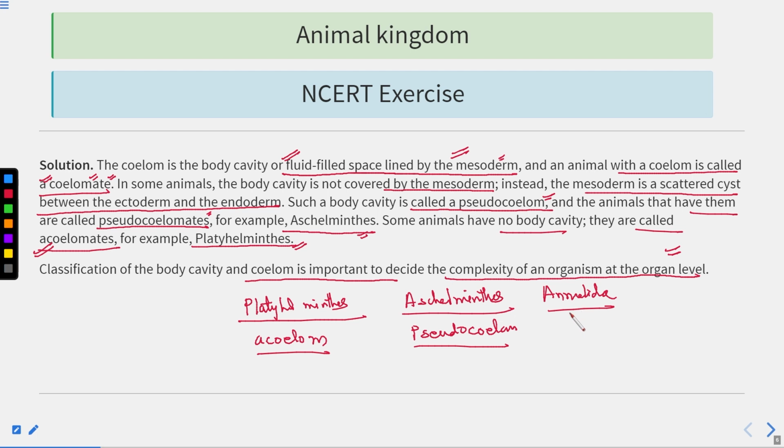So the third type is the coelomate, with a true body cavity, right? So Platyhelminthes are quite less advanced than Aschelminthes. And in the same way, Annelida is more advanced than Aschelminthes and Platyhelminthes. So here you can see the complexity of the organism moving from Platyhelminthes to Annelida, right? Acoelomate, pseudocoelomate, and coelomate. So on the basis of body cavity, this is very, very important.